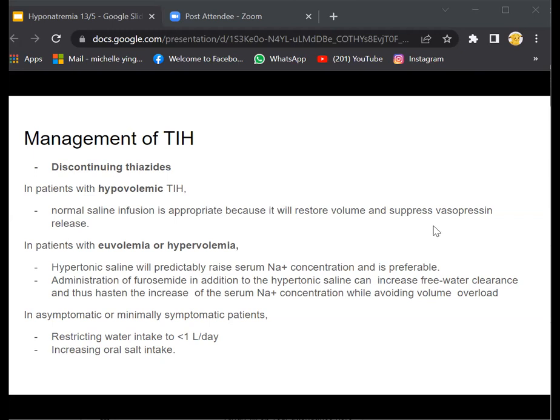In asymptomatic or minimally symptomatic patients, stopping the offending diuretics and restricting water to less than 1 liter per day is usually all that is needed. And we also need to increase the oral salt intake.